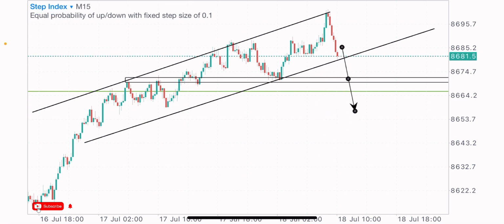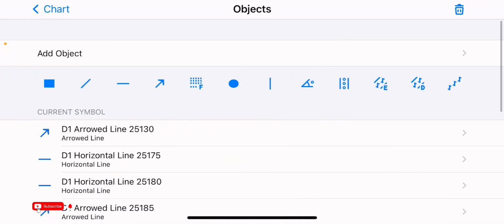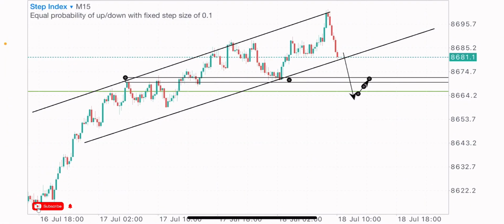We can't just short at this particular point. We have to wait for the market to give us a break below this level, then a retest on it for a possible sell. That's the perfect sell level at this point.